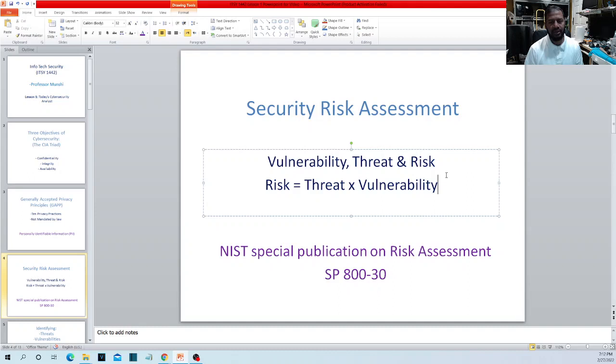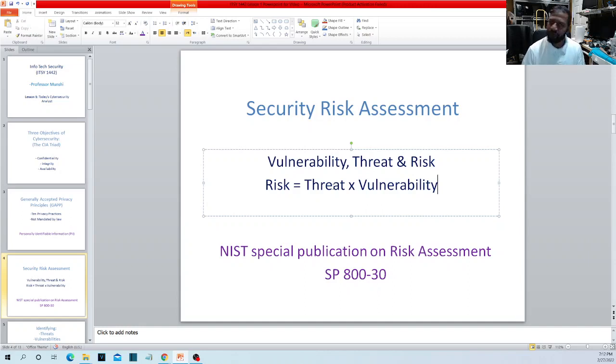When threats combine with vulnerability, that becomes a risk. So it's very important to understand this. When you have both a threat and a vulnerability, that's when you have a risk. So let's understand this. Risk equals threat times vulnerability. You are not going to put actual numbers in this equation. It just means that the two have to be combined for a risk to exist.